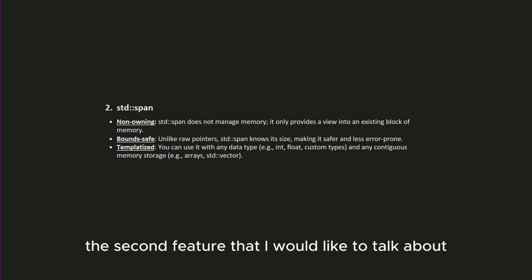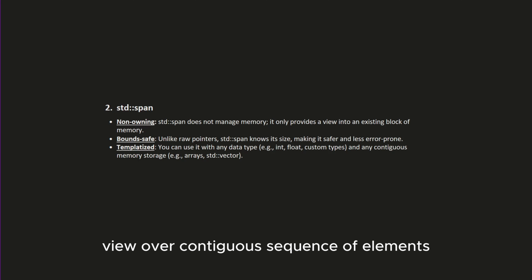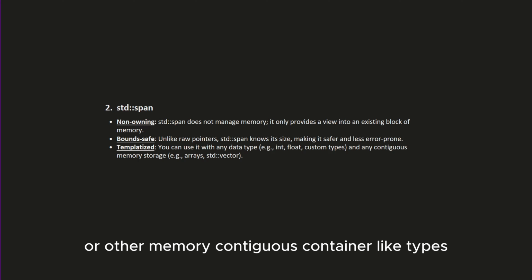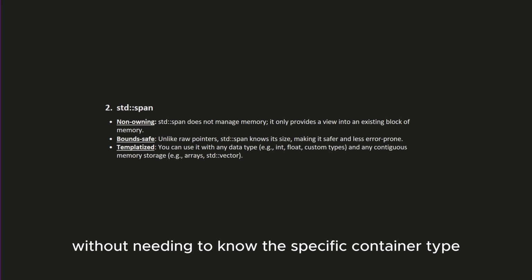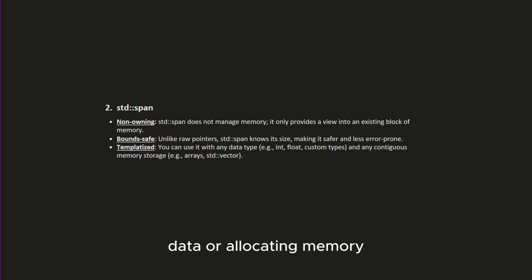The second feature that I would like to talk about in this video is std::span. std::span is a non-owning, and non-owning is the keyword here, view over a contiguous sequence of elements, such as arrays, std::vector, or other memory-contiguous container-like types. It allows functions to accept ranges of elements without needing to know the specific container type. It provides a safe and flexible way to access and manipulate these sequences without copying data or allocating memory.